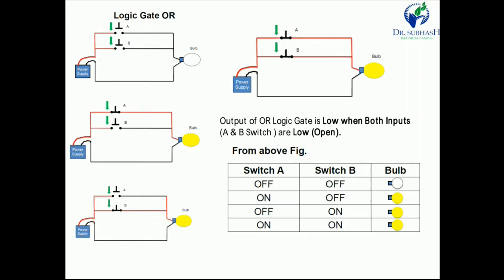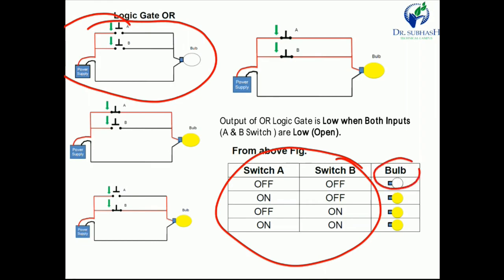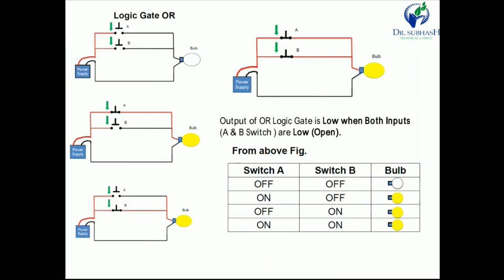So here we can see in the table the output of OR logic is low when both input switches A and B are low. This condition you have to remember: the bulb is off only whenever both switches are off. If any one switch is on, then the output becomes on. So in the table, one condition the bulb is off, and in the other three conditions the bulb becomes on because there is a path for the current to flow. So this one is the table about the OR gate.